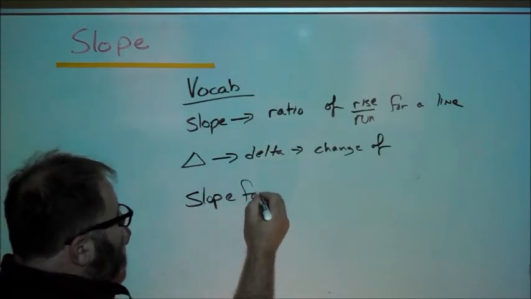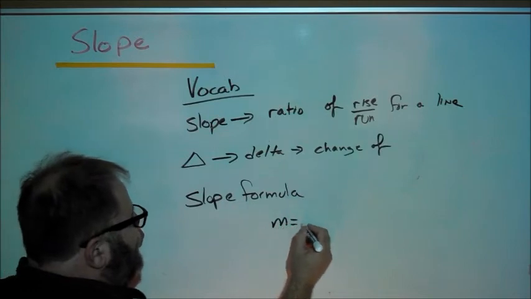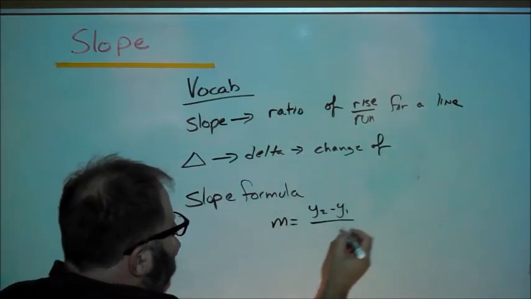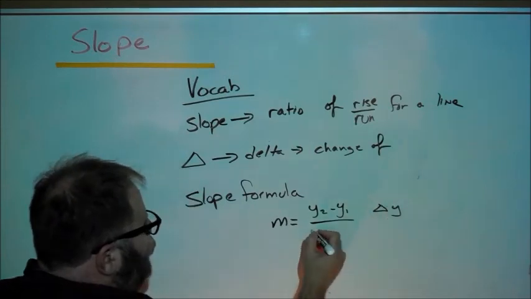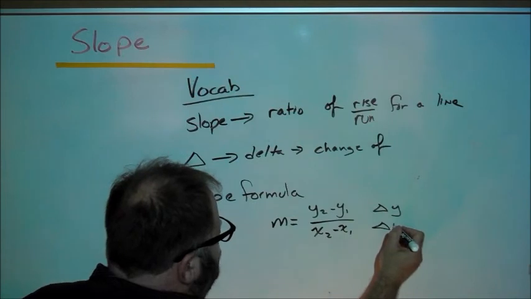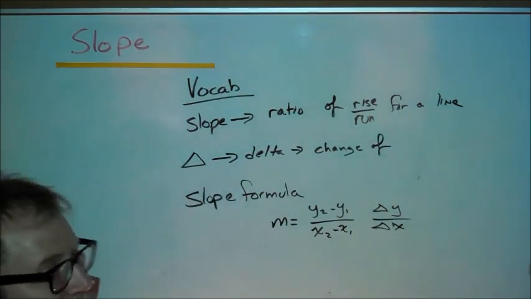We also have a slope formula. Slope formula, which is m is equal to y sub 2 minus y sub 1, which is the change of y, over x sub 2 minus x sub 1, which is the change of fancy x. All right, that's a good start.